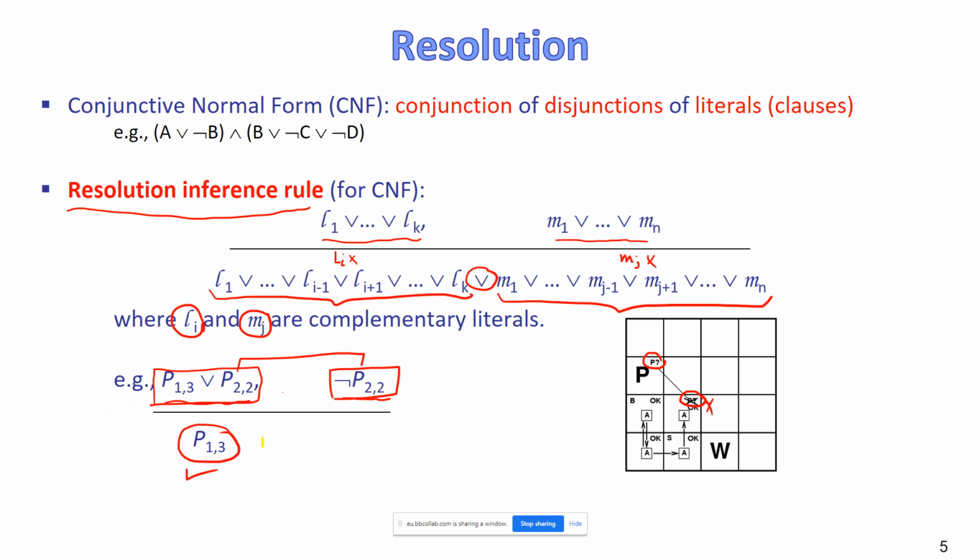If we have these two, then we can infer P13. Now we can add P13 to the knowledge base. Now we can have P13 here, and maybe it can be used. So these two were used to infer this. Now maybe we can use this with something else to infer something new. Okay, and so on. So we can apply this resolution rule as many times as we wish.